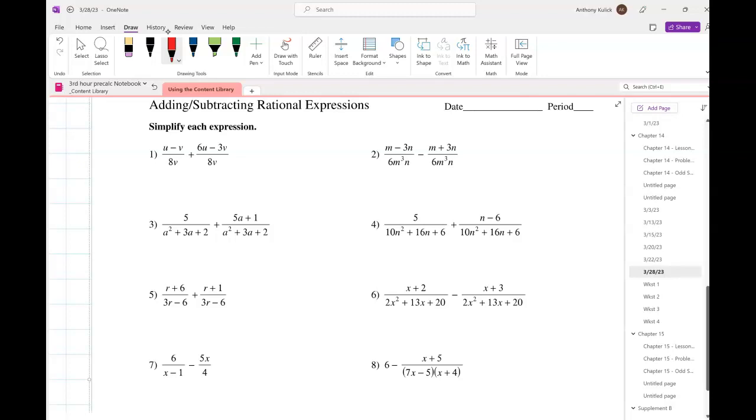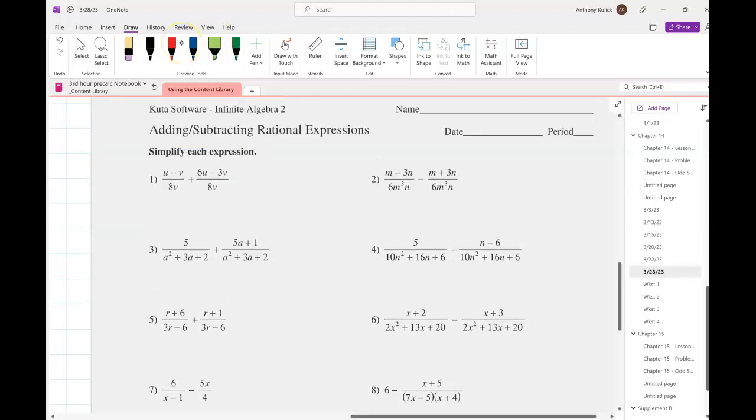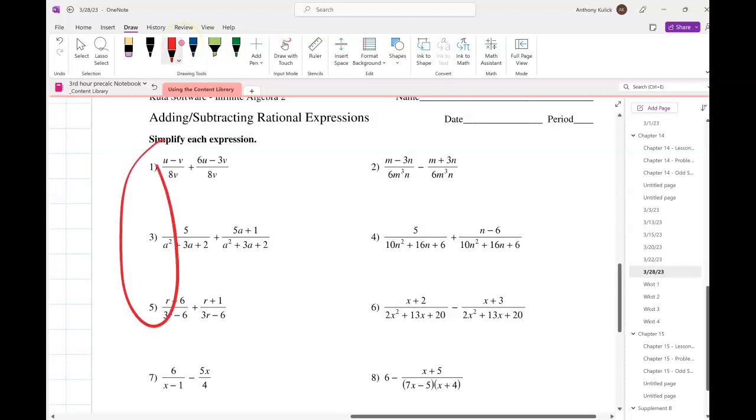So, Dwan, on these first three, they all have common denominators, so there's nothing really to do. You just add the numerators and reduce if possible. So I'm going to skip those. Is that okay? Okay.